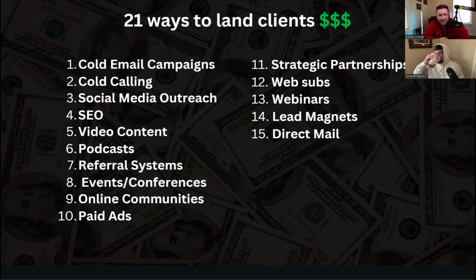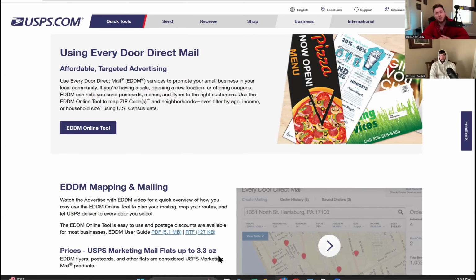Number 15 is the medieval approach, which is direct mail. Direct mail is exactly how it sounds. You send people mail. It can be physical mail. You can write it in. This is Dom's favorite, by the way. You can put in a basic letter, a card. I'm not going to lie, this is extremely powerful, and I have tested this.